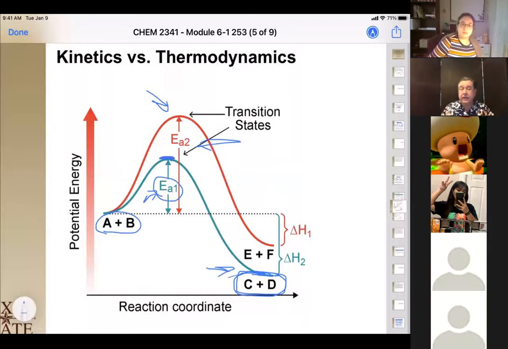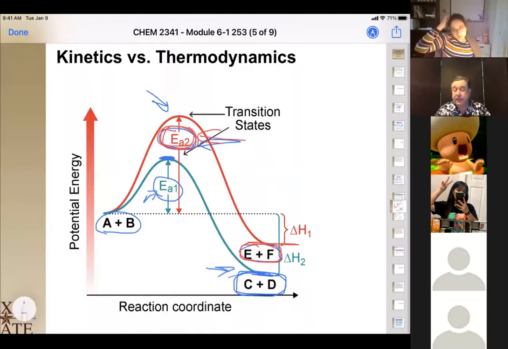Let's add more heat and get it to a different transition state. So we've added more heat, we have a higher activation energy to get to a different transition state. Because we have a higher transition state, we produce different products. Now note, this is slower because it took more energy. And what's the other thing that happened? Our products are less stable. We went to a different transition state, which gave us different products that are less stable.